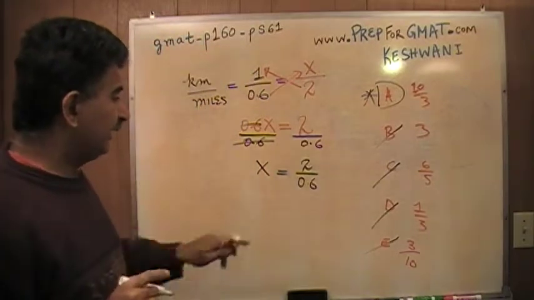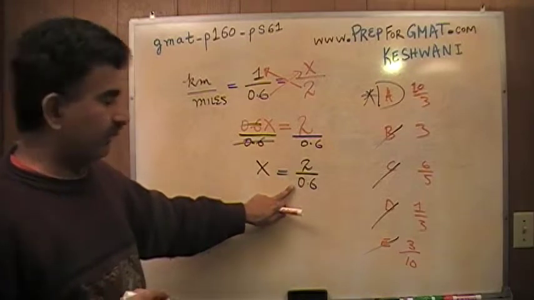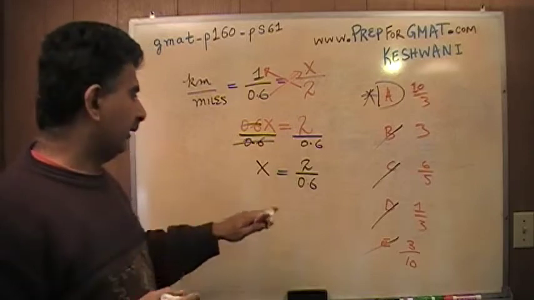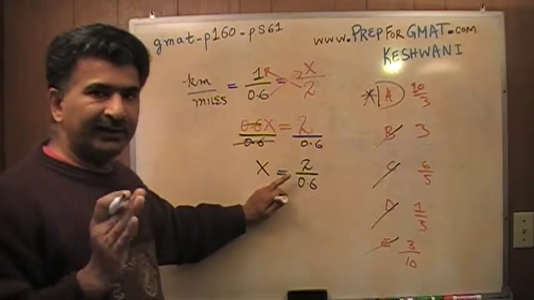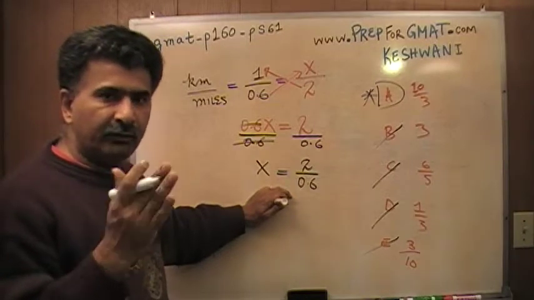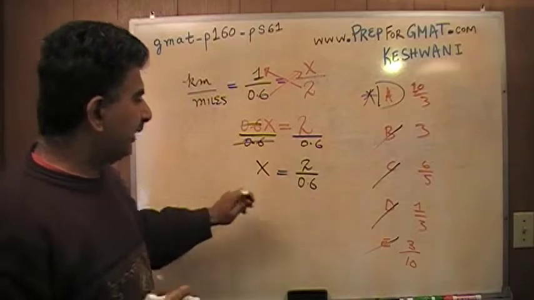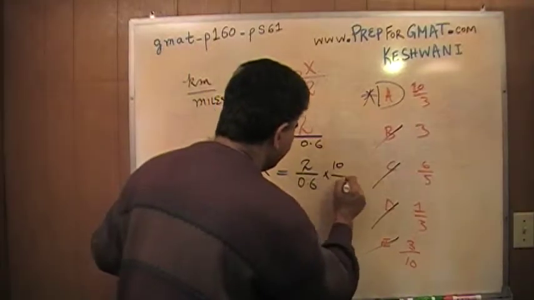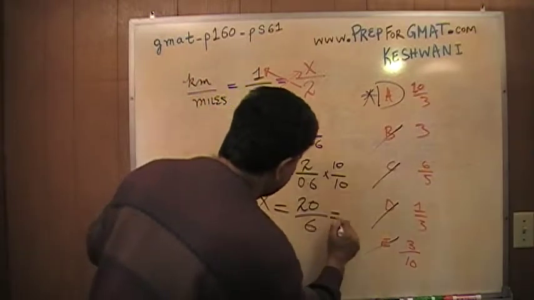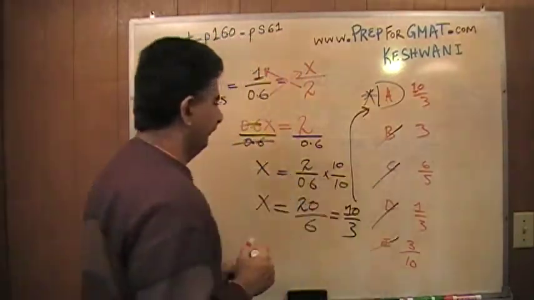I hope that you're able to see that if I multiply top and the bottom by 10, which I'm allowed to do, as long as you multiply or divide the numerator and denominator by the same number, it's okay. As long as you add or subtract the same number from both sides of the equation, it's okay. As long as you multiply both sides of the equation or divide both sides of the equation by the same number, it's okay. So if I were to multiply top and the bottom by 10, I end up with 20 over 6, which is the same as 10 over 3. As you can see, the answer is A.